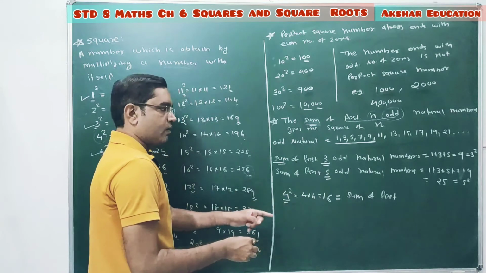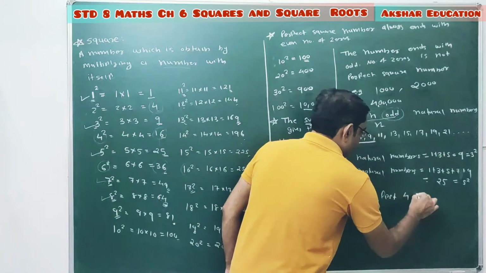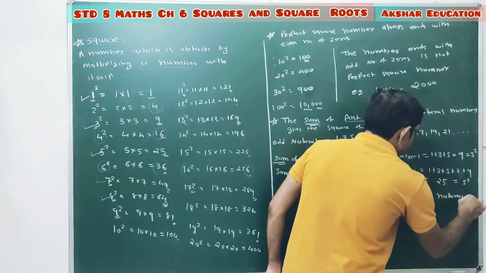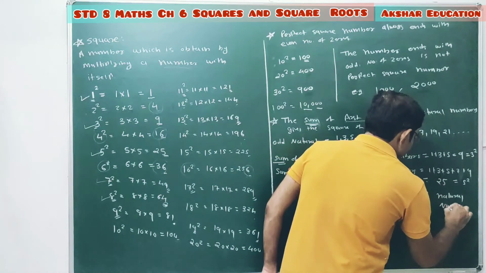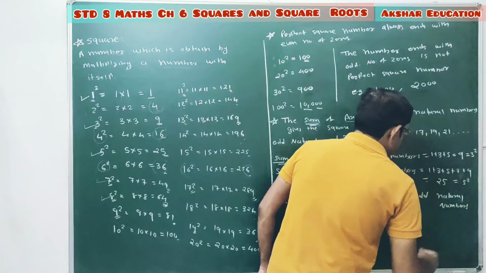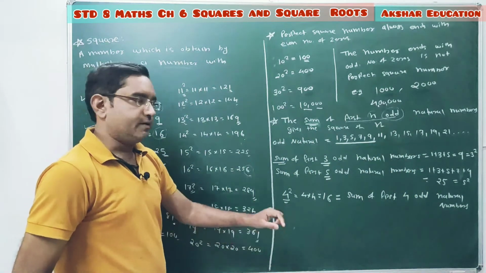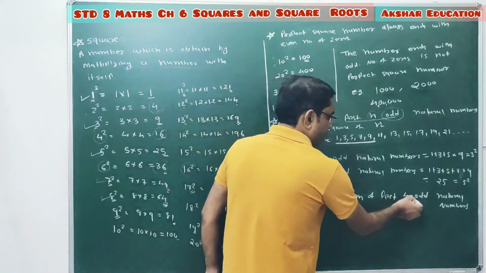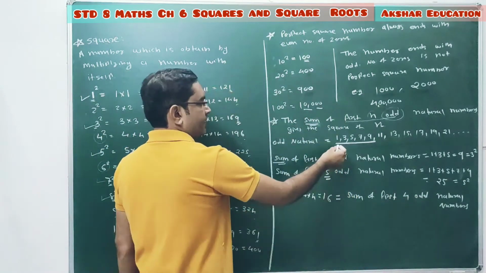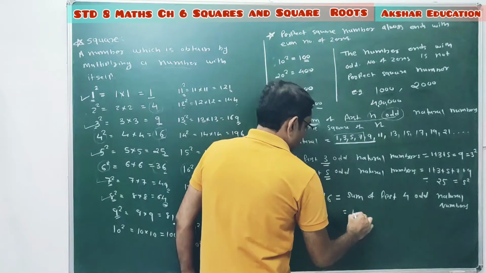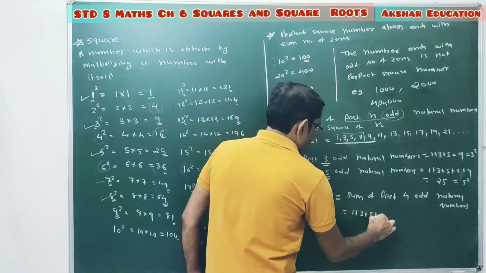You have to consider the sum of first 4 odd natural numbers. So that will give us 16. Sum of first 4 odd natural numbers, तो पहले के 4. So it's 1 plus 3 plus 5 plus 7.